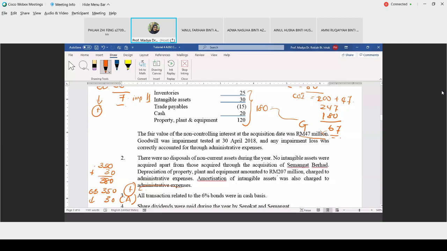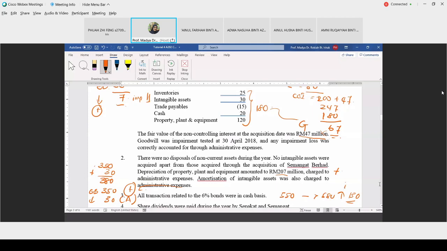Depreciation of PPE here is 207. So for the adjustment for the profit, we need to add back this 207. All the transactions related to the 6% bond are in cash. So we look at the 6% bond. You have a beginning balance of 550. Now it becomes 680, so there is an increase of 130. An increase of 130 means that there is an increase in cash, because this is your liability.